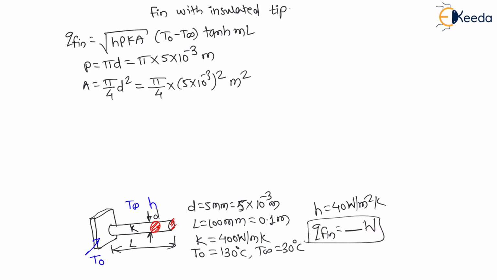Now, T naught is given, that is the base wall temperature. T infinity is given, that is 30 degrees Celsius. Tan hyperbolic is a hyperbolic function. L is the length of the fin.